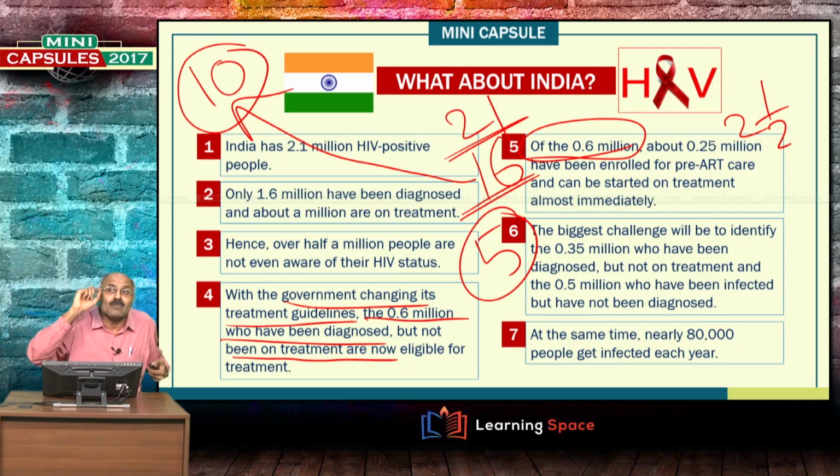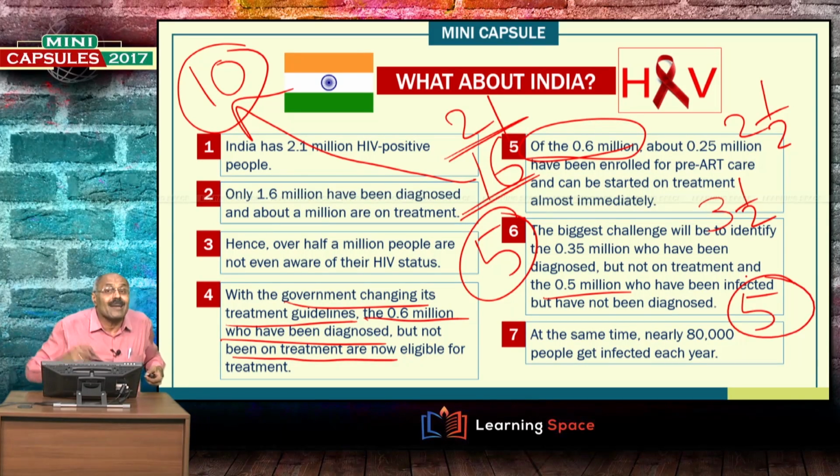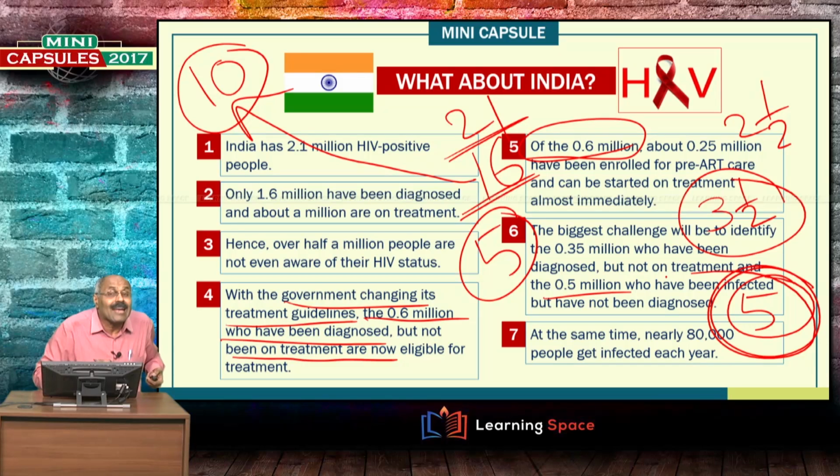But the biggest problem is to identify the 3.5 lakh people who have been diagnosed. They have to be brought under ART. That is one challenge. And the biggest challenge still is the 5 lakh people who are infected but not diagnosed. So the problem is that 3.5 lakh people have to be brought under ART, and another big problem is to bring in these 5 lakh people who have HIV but are not being diagnosed.